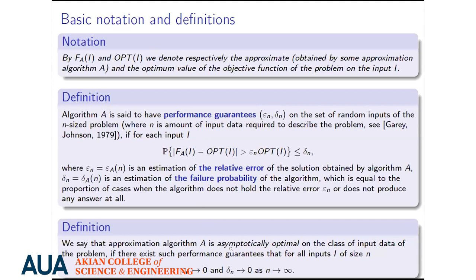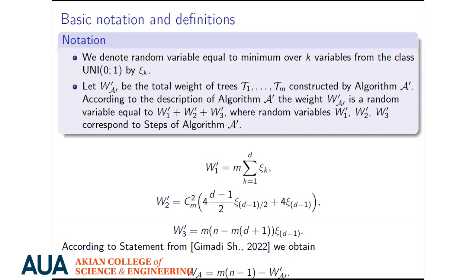It's quite a common definition for probabilistic analysis, and we want to prove that algorithm A is asymptotically optimal. So it means that epsilon and delta go to zero as n goes to infinity. There are some quantities which are used in the probabilistic analysis. Let us denote by X_k the random variable equal to the minimum over k variables from the unit interval [0, 1].